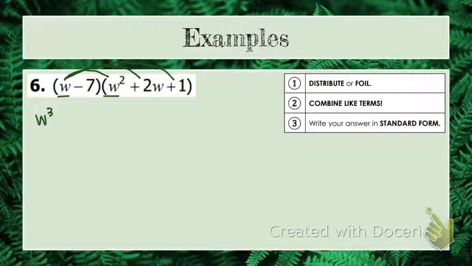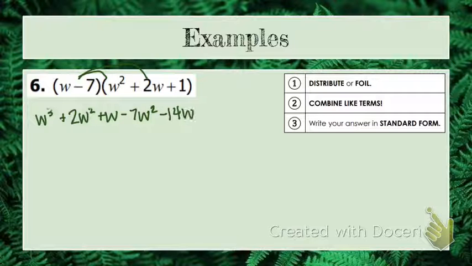Then we will have W times 2W, that is 2W squared, and W times 1 is W. Then we will distribute the -7 to everything. So -7 times W squared is -7W squared. -7 times 2W is -14W. And -7 times +1 is -7.